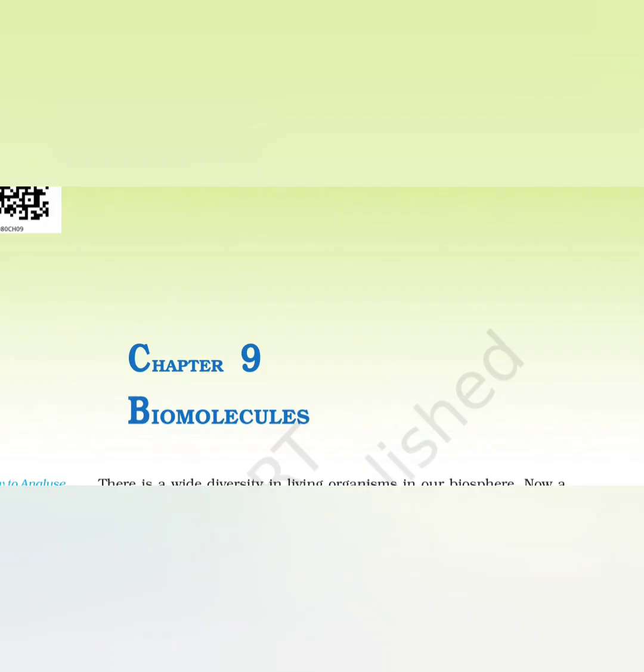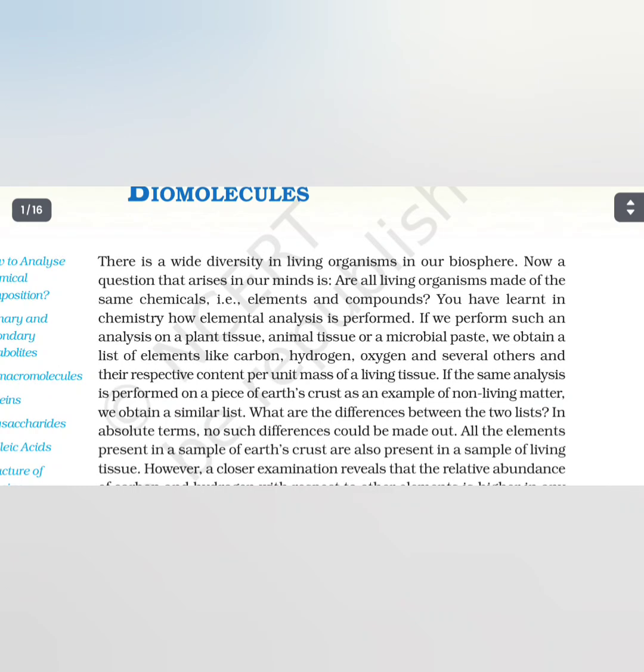Chapter 9: Biomolecules. There is a wide diversity in living organisms in our biosphere. Now, a question that arises in our minds is, are all living organisms made of the same chemicals, that is, elements and compounds? You have learnt in chemistry how elemental analysis is performed. If we perform such an analysis on a plant tissue, animal tissue, or a microbial paste, we obtain a list of elements like carbon, hydrogen, oxygen, and several others, and their respective content per unit mass of a living tissue.